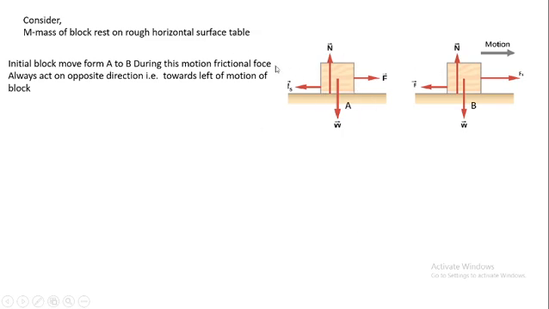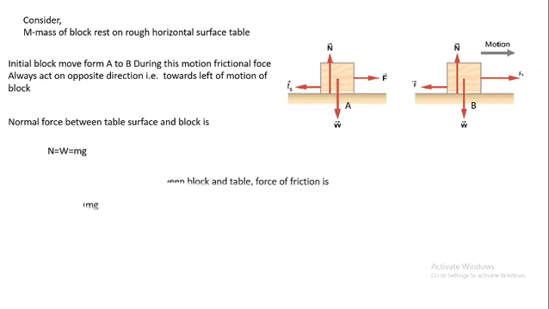So your block is moved towards the right, but the frictional force is towards the left. So now we have to determine the work done due to the frictional force. There is a normal force between this block and the surface, in the upward direction, and there is the weight of the body acting in the downward direction, exactly opposite. So the normal force and weight cancel each other, that is N is equal to mg. So there is no displacement in this direction.